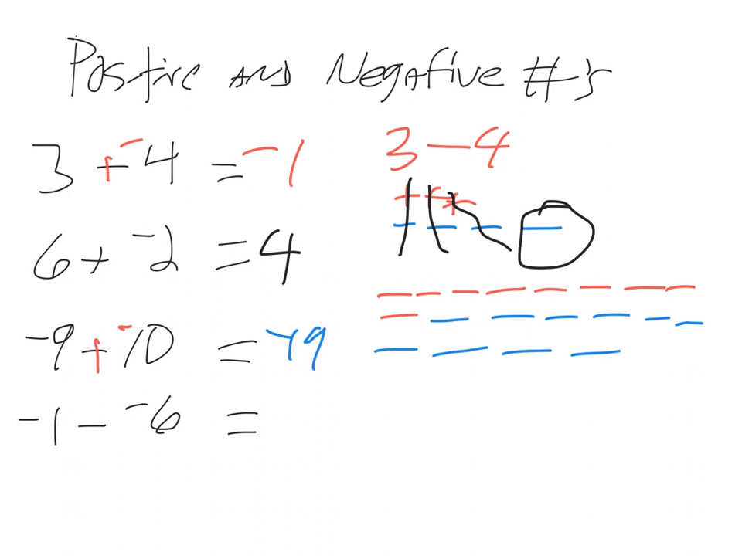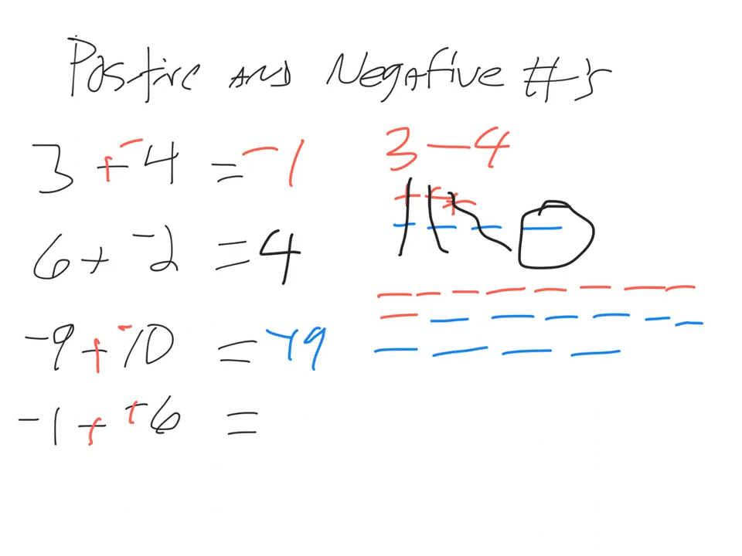And then this last one here. Now we have a minus 1 minus a minus 6. In this case, again, we have subtraction, so I'm going to go ahead and change that to addition. And then I'm going to change that to its opposite. But in this case right here, it's already negative 6, so the opposite of negative, of course, is positive. So I'm going to change that to its opposite, which is positive. And now you have a negative 1 plus a positive 6.